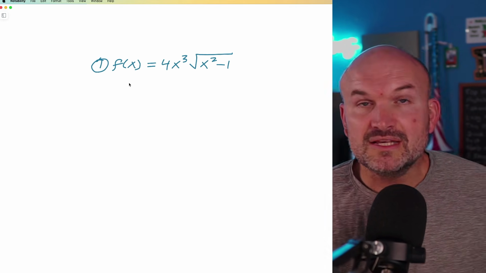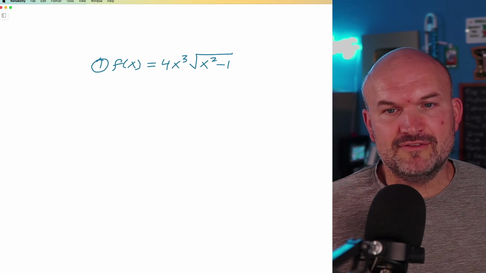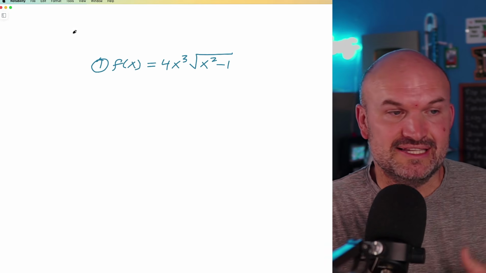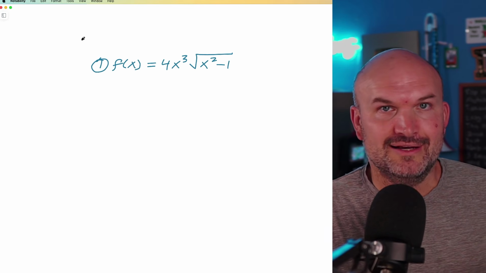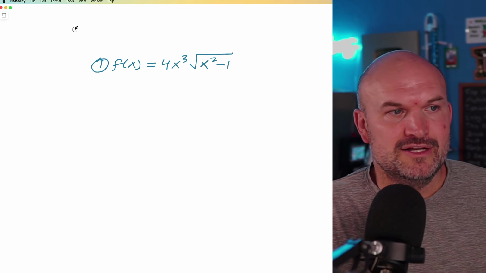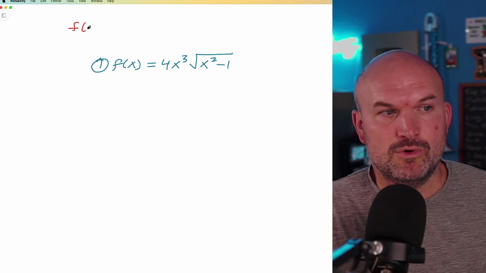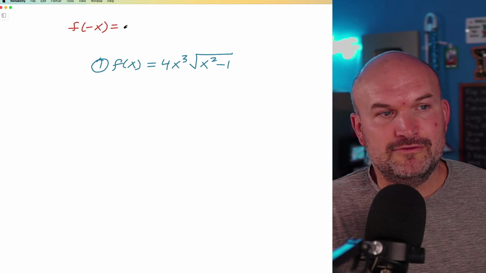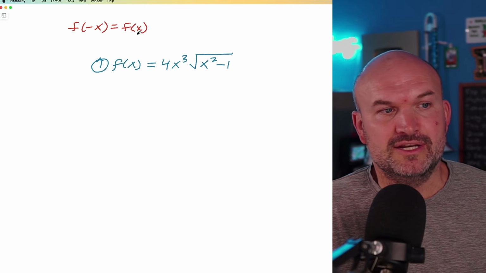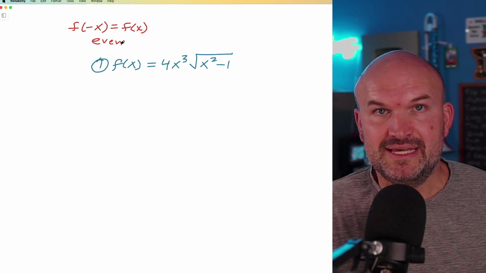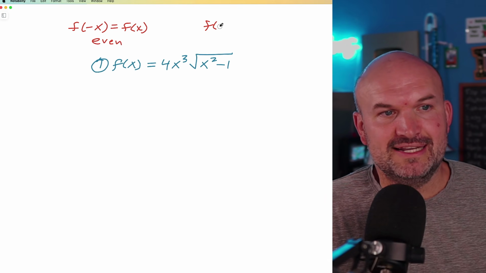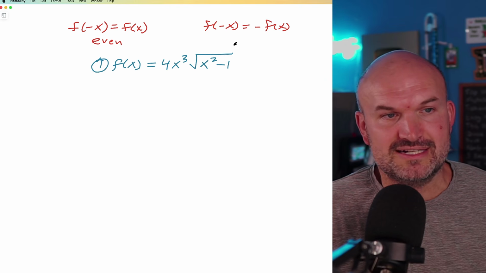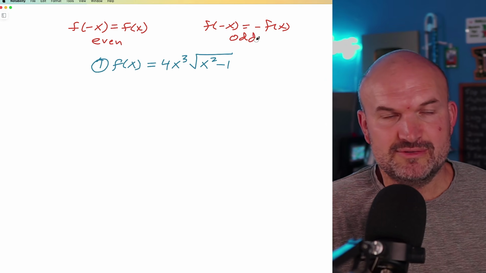But let's go back and do a quick little review of our even and odd rules so we can remember how we're going to test this function to see if it's even or odd, and then we'll actually go ahead and test it. So remember, to test for even and odd functions, what we want to do is take our function and plug in a negative x. If we get back the original function, then we know that function is going to be even. If we plug in negative x and we get the opposite of our function, negative f of x, then we know that function is going to be odd.